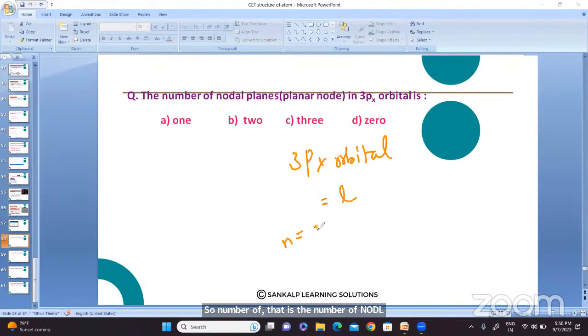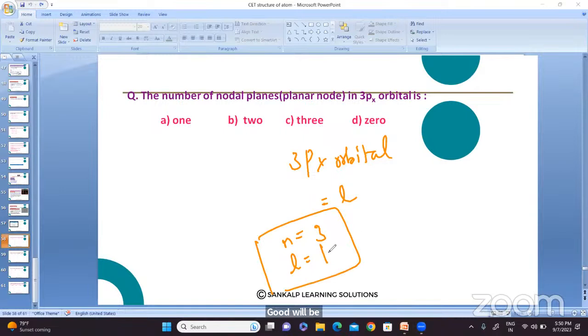So n is equal to 3, and it is a p orbital, so l can be 0, 1. It will be 1. So n is equal to 3, l is equal to 1. The number of planar nodes depends upon the value of l, and that is 1. So that is option A.